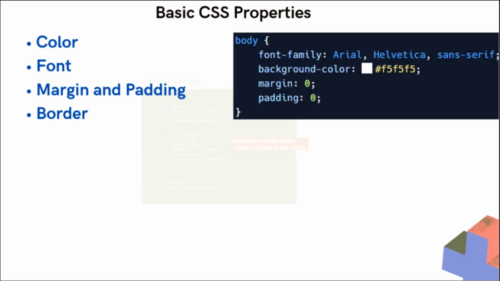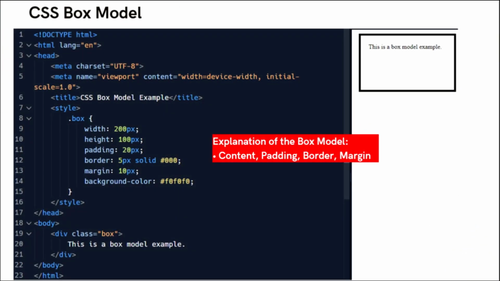The CSS box model is fundamental for understanding how elements are rendered on a page. It consists of content, padding, border and margin. Understanding the box model is very important for layout design, as it defines the space each element occupies.